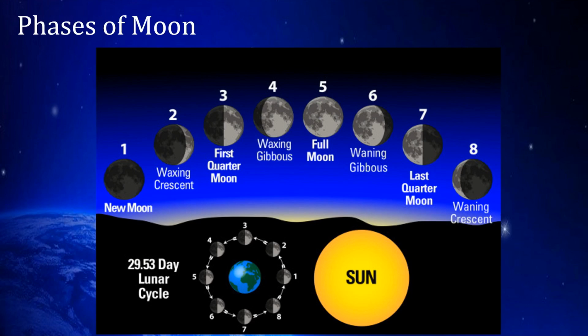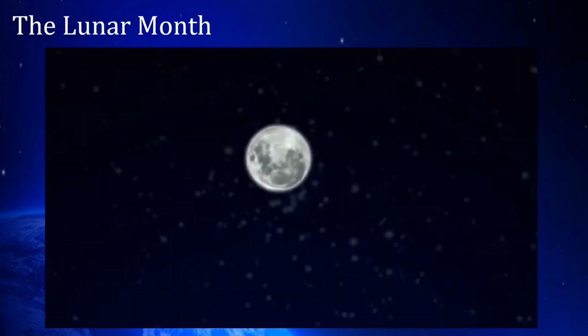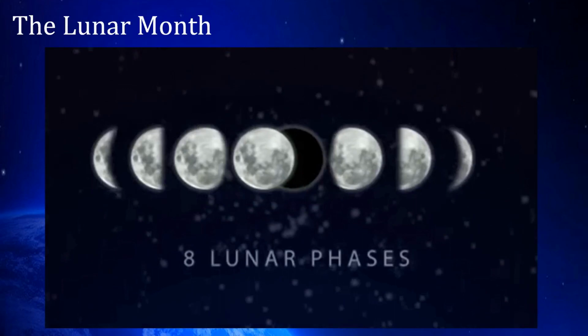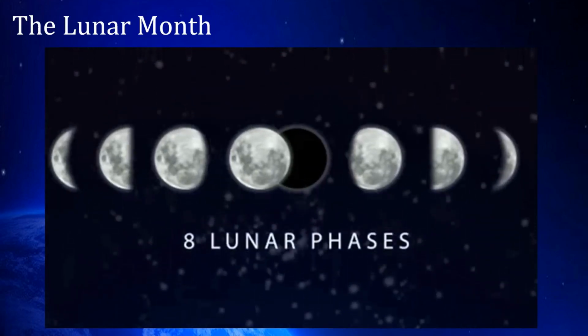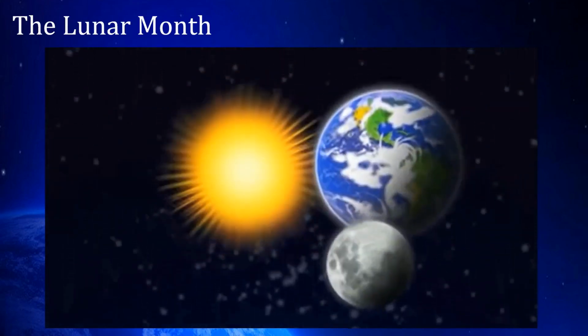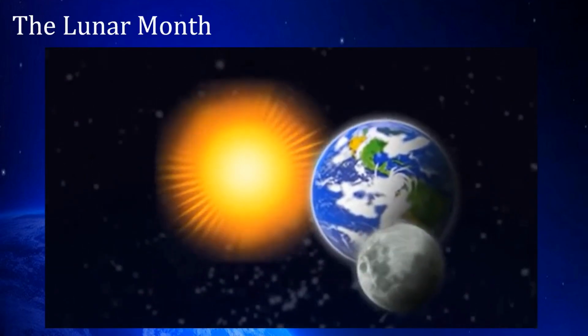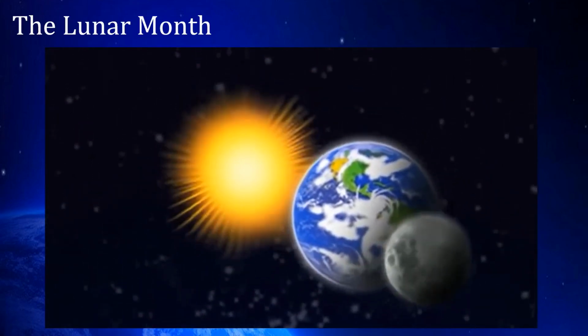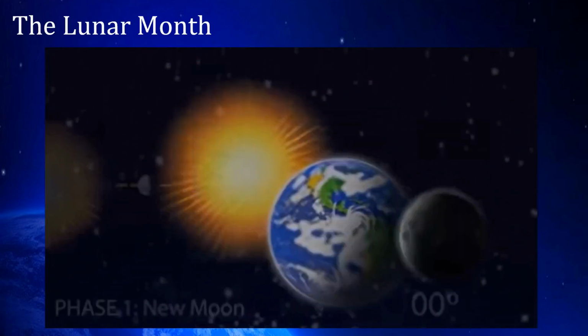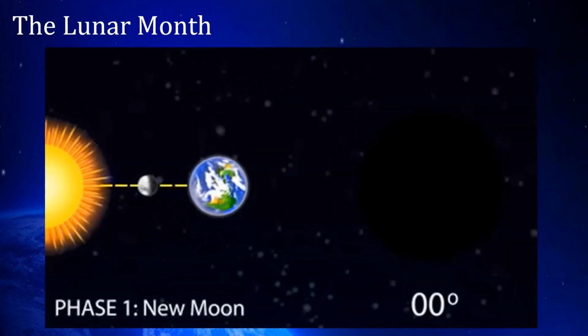The appearance of the moon is categorized into 8 phases. See here children, 8 phases called lunar phases. These phases are determined by the relative positions of the moon and the earth from the sun. Phase 1 is called the new moon.